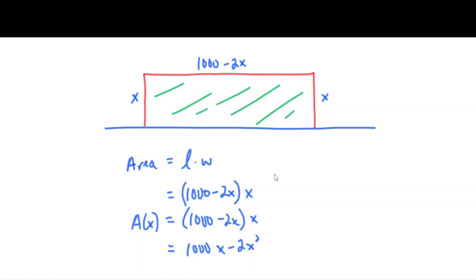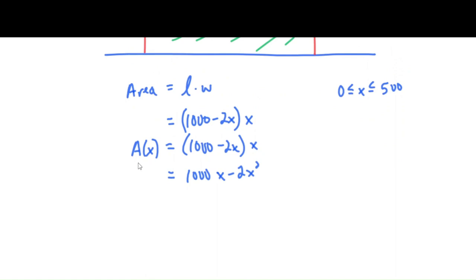Now, one other thing I want to point out is that x can't be just anything. In fact, x has to be greater than or equal to 0, and also x can't be bigger than 500. Because if x is 500, if we go up 500 and up 500 here, well, we have 0 to go over. So the x, the amount of fencing we're using on this side, has to be somewhere between 0 and 500. So what we're trying to do is to maximize A of x, maximize the area when x is between 0 and 500. So how do we find the maximum of A of x?